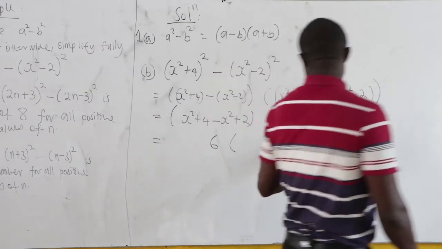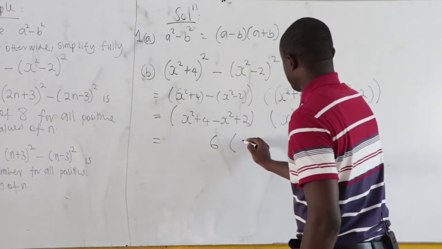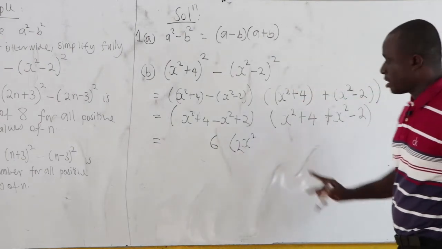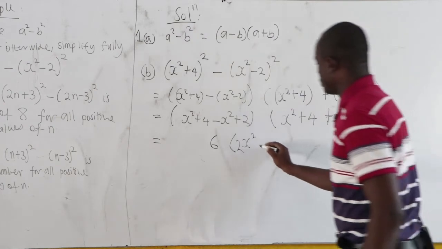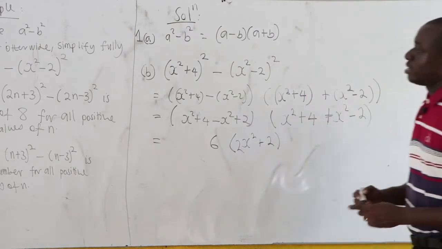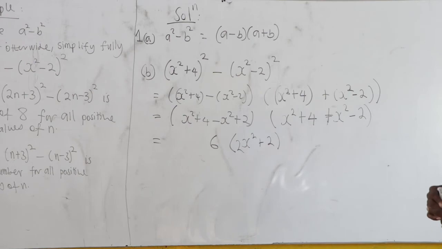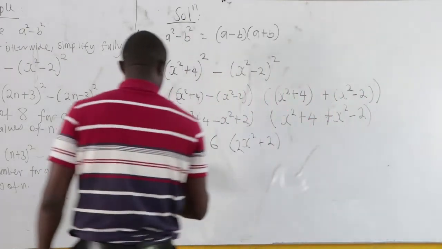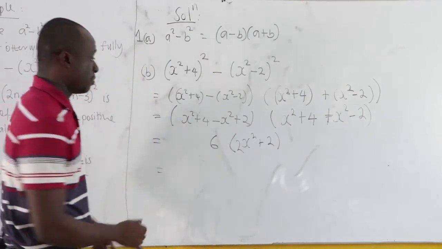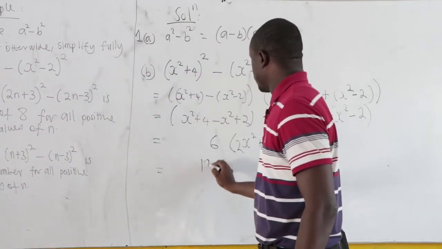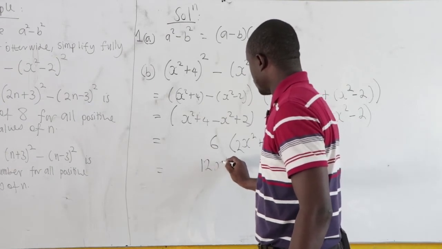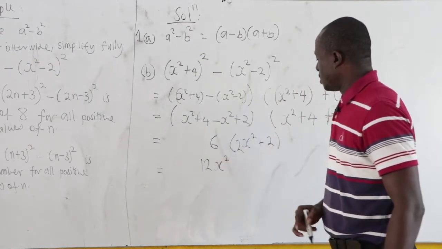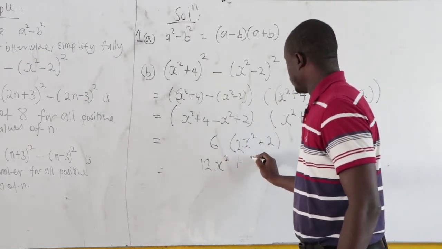Now, let's say this. x squared plus x squared is just 2x squared. 4 minus 2, that is 2. Now, the question says that we should simplify fully. Here, we can see that 2 is common. We can factorize 2 out, or probably we can expand. We can expand because we want to simplify 6 times 2, so we have 12x squared. Why 12? 6 times 2, 12.